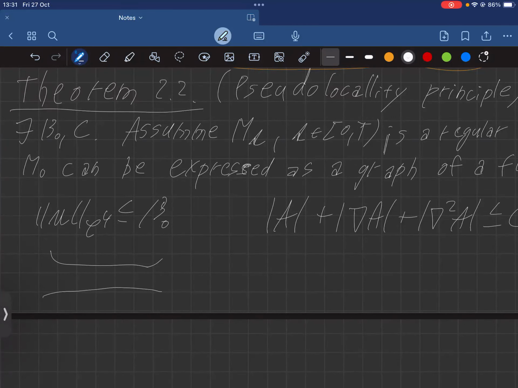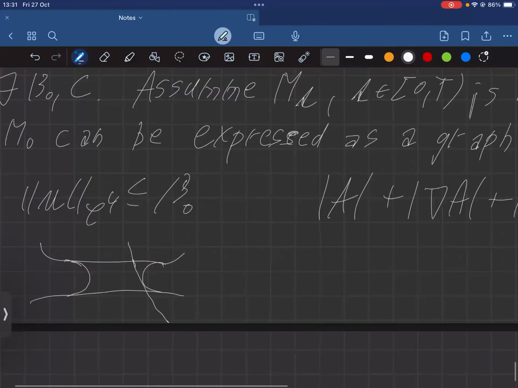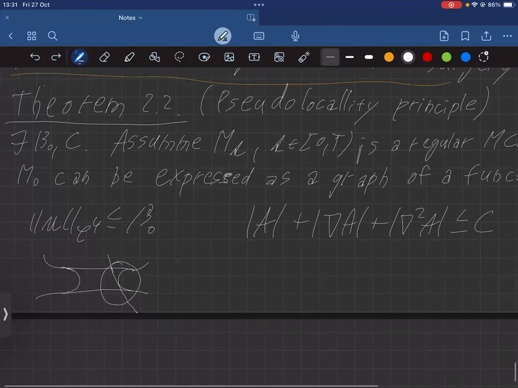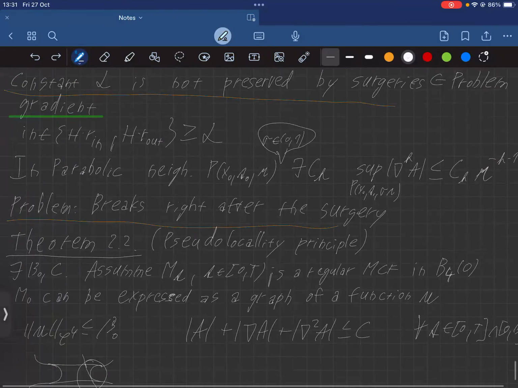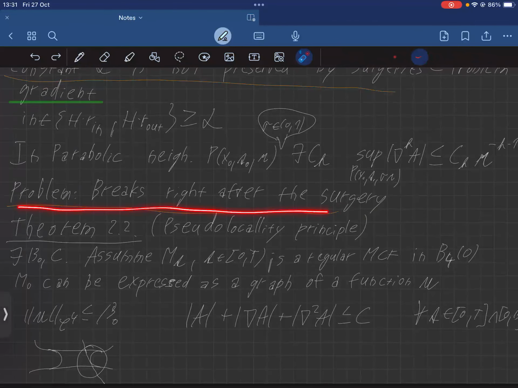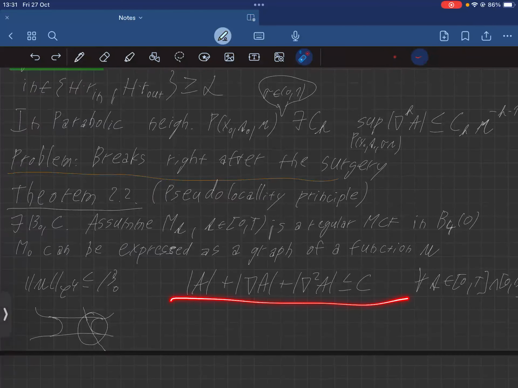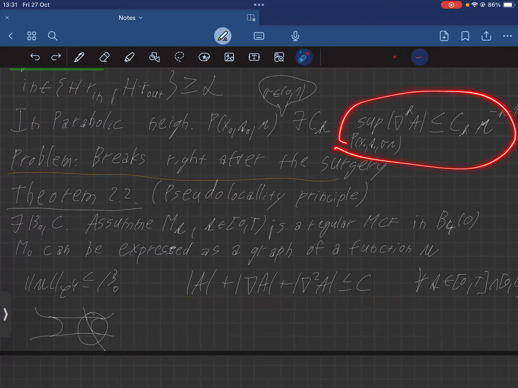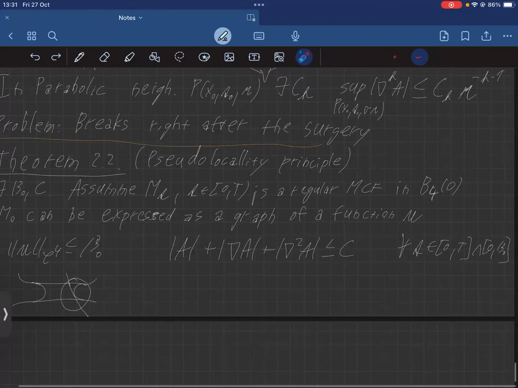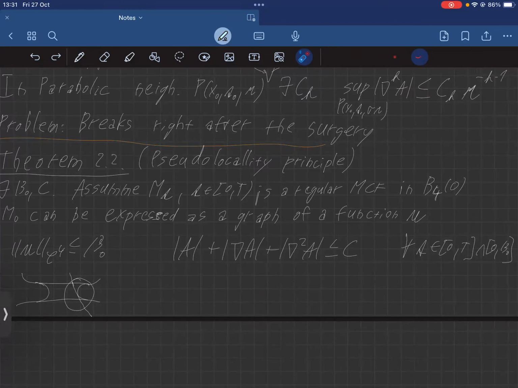So we have some neck. I'm going to cut it and insert spherical caps. And here we can use, in some ball, the spherical caps can be modeled as a graph of a function, and we can use this estimate, which is going to help us with the second problem, sorry, right here. Actually, right after the estimate, we can use the pseudo-locality principle instead of the gradient estimates that were proved before, for some small amount of time right after surgery.